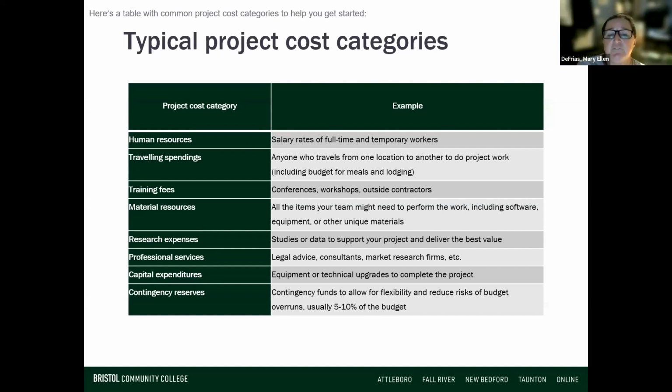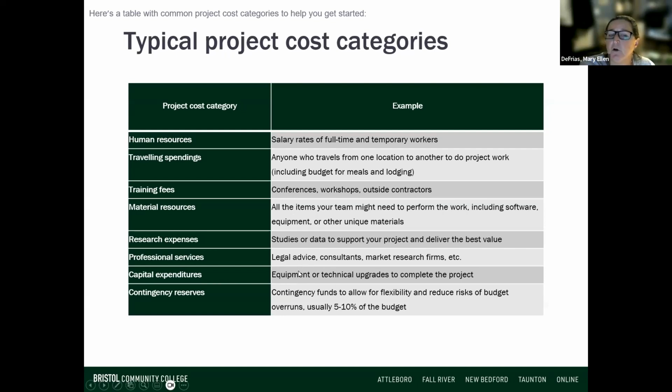If you have to do any research, professional services, whether legal advice, market research firms, consultants, capital expenditures. So materials are things that get consumed or used on an annual basis.